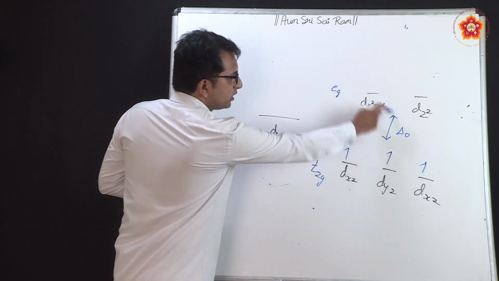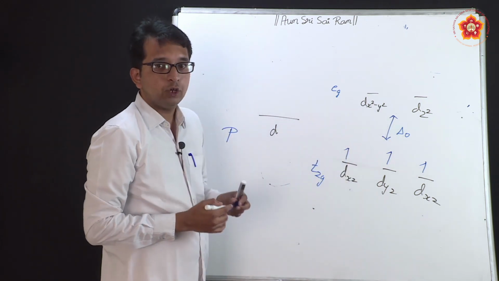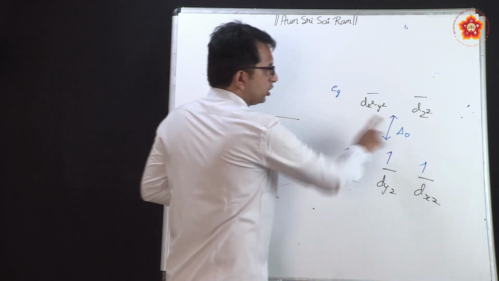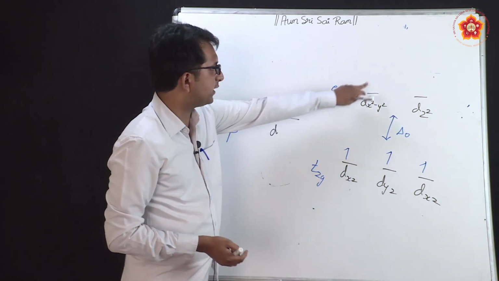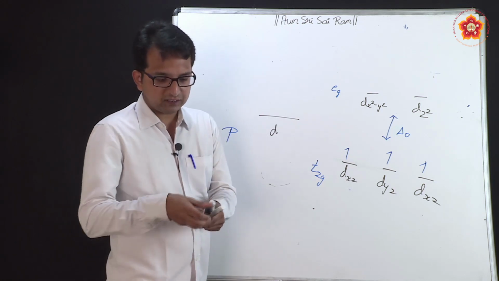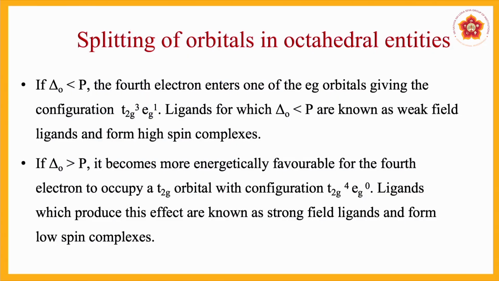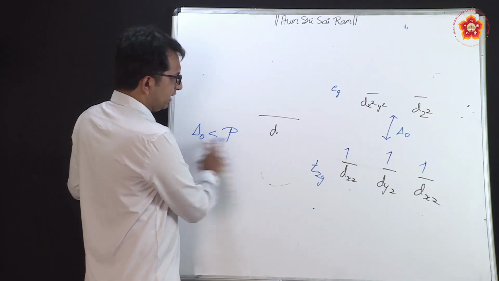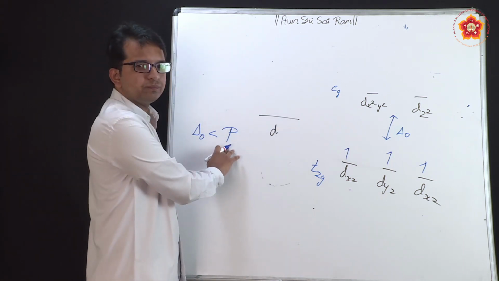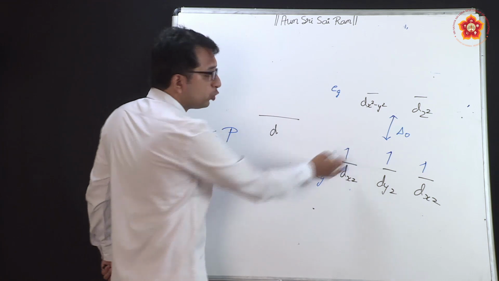And what is delta naught? It is the energy difference in this case. So it depends on the energy required for pairing and delta naught to determine whether the next electron will go here or whether the next electron will come here. So let us see those factors in these cases. You will see that if delta naught is less than P, what does this indicate? This delta naught is much lesser than the pairing energy. So if you go for pairing, you will need high energy.